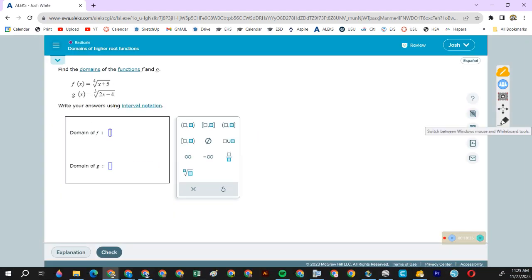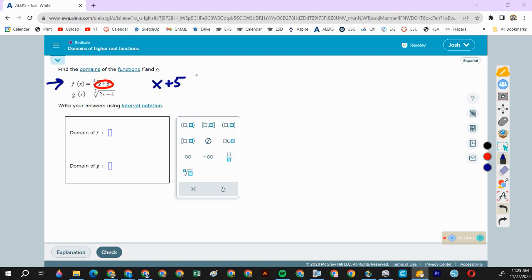All right. Let's find the domain of f. So in a cube, in a fourth root, the inside cannot be negative. So x plus 5 must be greater than or equal to 0. So we subtract 5, and I get x is greater than or equal to negative 5. But this time it doesn't want me to give the answer in inequalities. It wants me to give an answer in interval notation.